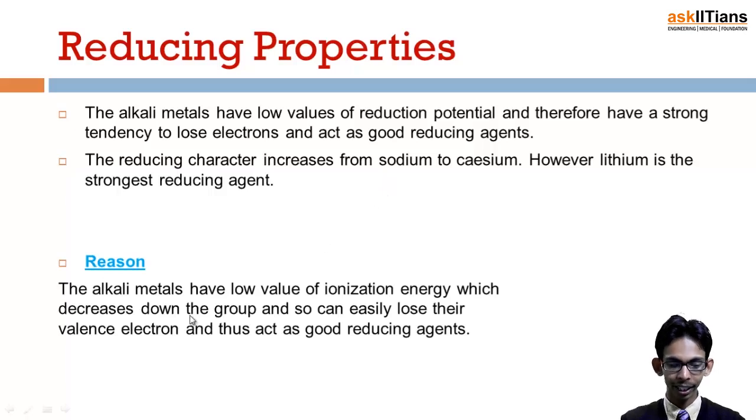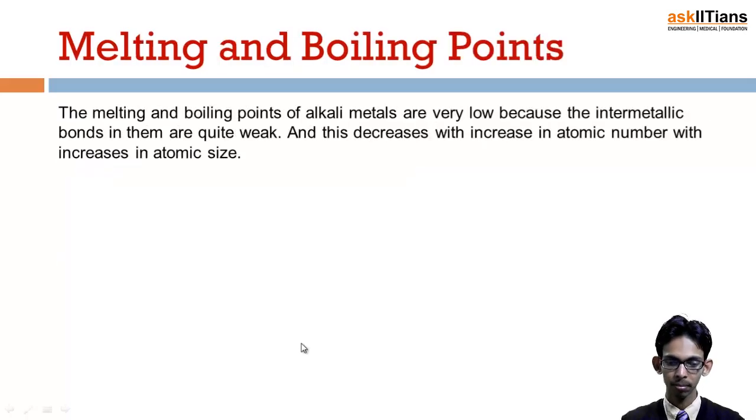Now the reason again here: the alkali metals have low values of ionization energy, which decreases down the group, and this ionization energy is obviously related to the size, and so they can easily lose their valence electron, and thus they act as good reducing agents.